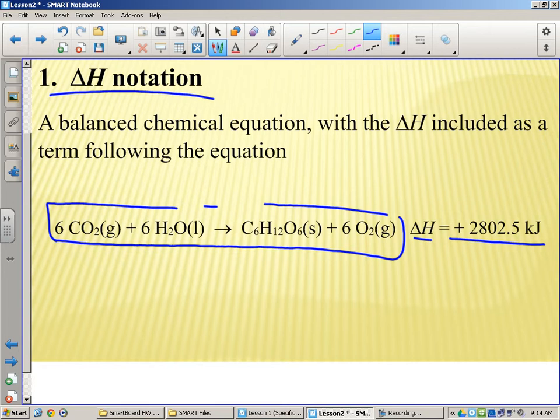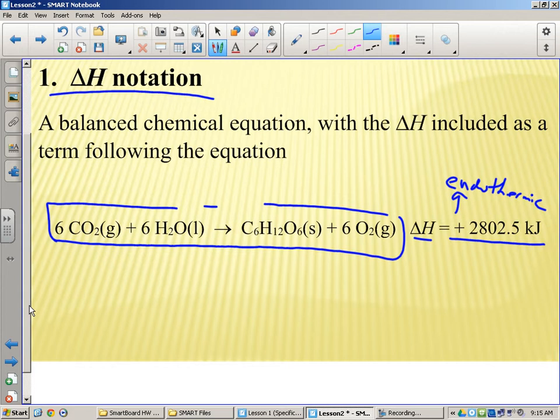What that tells you is that this equation here needs a heat, is an endothermic reaction, first of all, because it's a positive, right? Endothermic. And it requires 2,802.5 kilojoules for this reaction to take place. Okay? So that's the first way you would write this system.